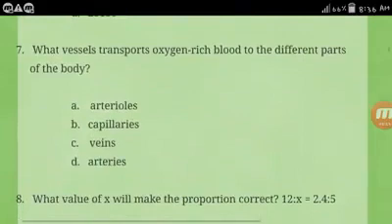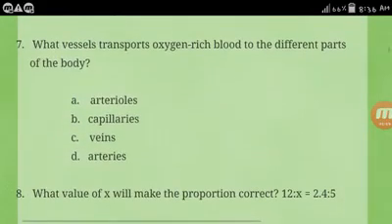Next, number 7, what vessels transport oxygen-rich blood to the different parts of the body? It's arteries, letter D. And the carbon dioxide-rich blood is transported by letter C, which is the veins. Capillaries is where the gaseous exchange happens in the body. So the answer is letter D.